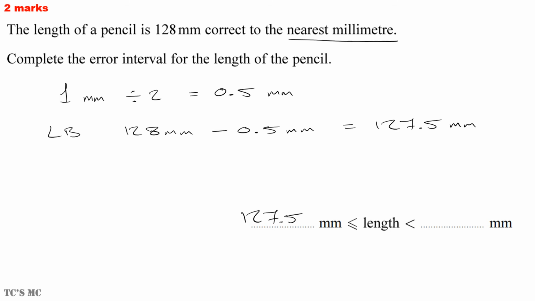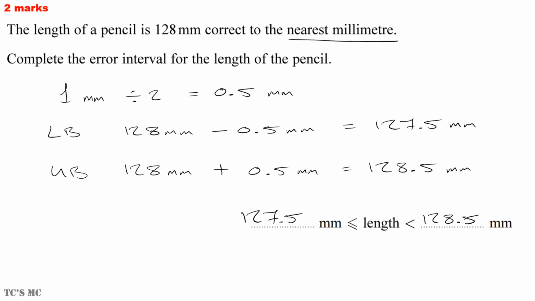Now we have 1 mark. The upper bound, we need to do 128 millimeters, add 0.5 millimeters. That gives us 128.5 millimeters, and we need to write that over here. And now we have our second mark.